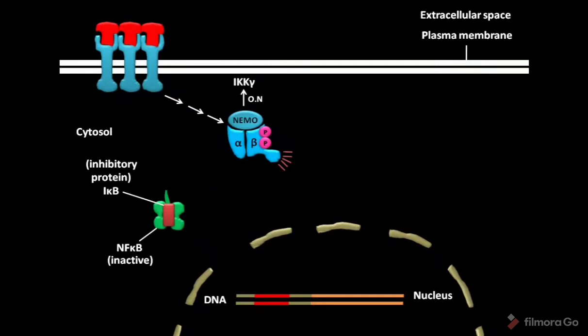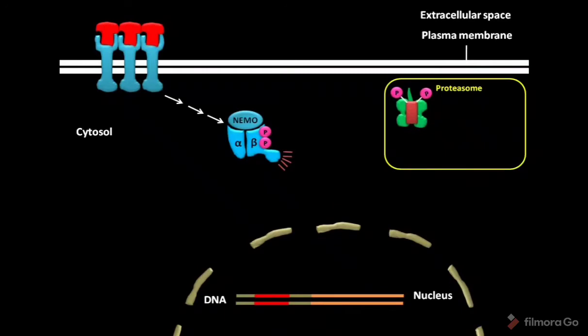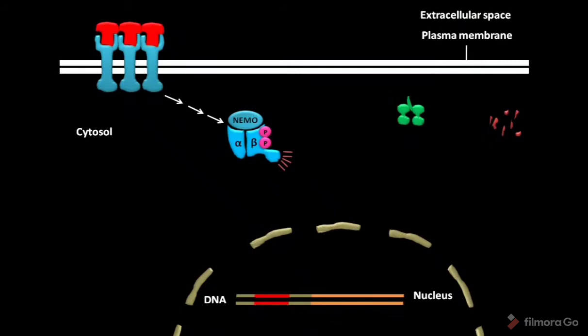IKK beta in the activated IKK complex then phosphorylates IkB on 2 serines. By phosphorylation, the IkB bound to the NFkB is now marked for ubiquitination and degradation in the proteasome. After marking, the phosphorylated IkB first undergoes ubiquitination and then degradation in the proteasome. Then the NFkB is released to the cytosol.